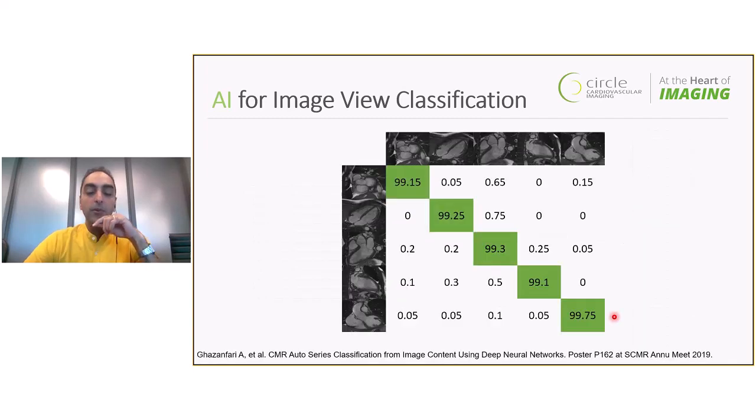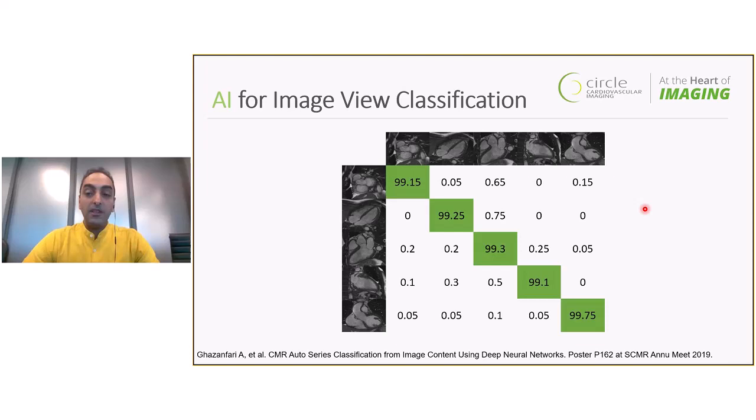And we have trained such a network on a large data set that is publicly available called the UK Biobank data set, which contains thousands of studies. And after training this network, we've actually been very successful at predicting the orientation, achieving about 99% accuracy with all these 5 different orientations that are shown here.